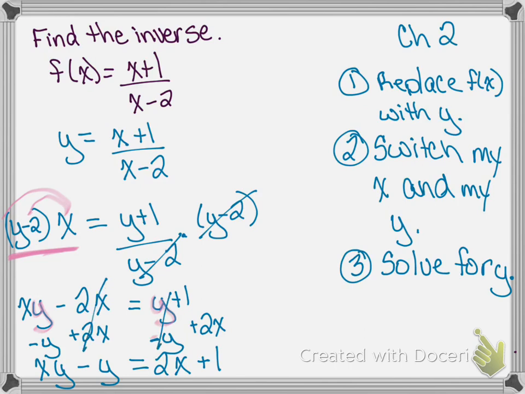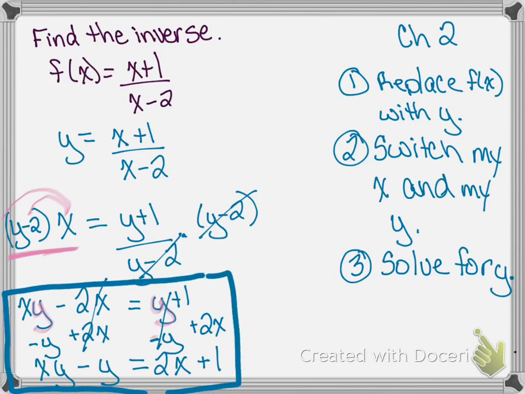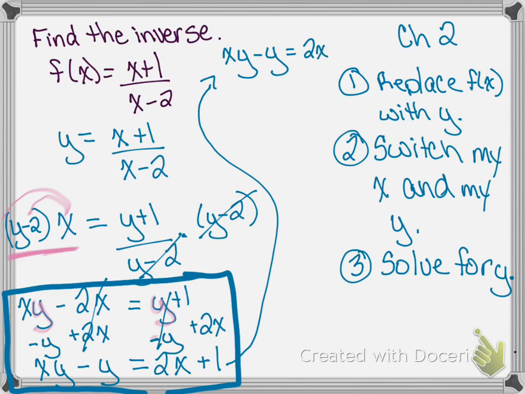This right here is where students get confused and they don't know what to do next. If you get to this part, then you are probably okay. So I am going to take this equation and move it right up here. So I have xy minus y equals 2x plus 1.